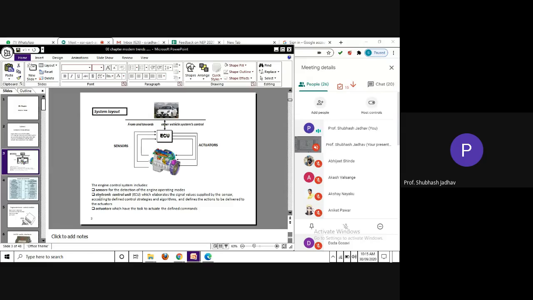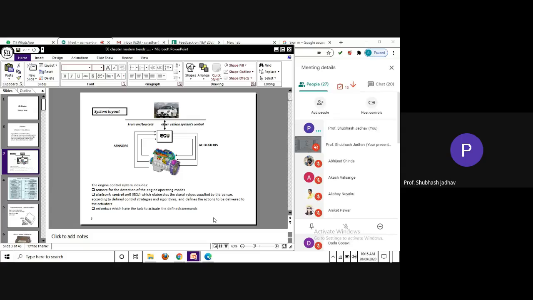Here we have written: sensors for detection of the engine operating modes; electronic control which elaborates the signal value supplied by the sensor according to defined control strategies and algorithms and defines the action to be delivered to the actuator; and an actuator which has the task to actuate the defined commands. So it is going to take some action.